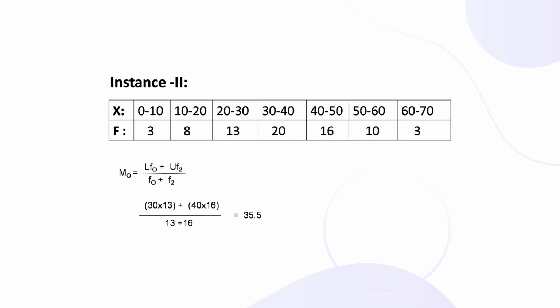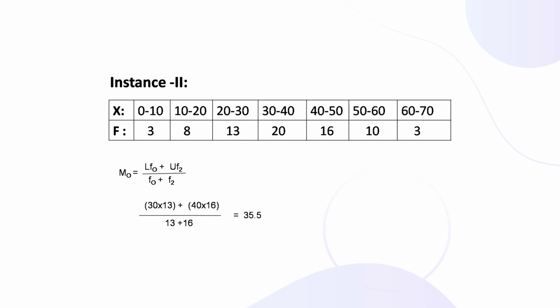And you go to the final data set in this session. This is the second instance. If you see, there is a slight difference, but it is smooth. Under this also you can go to another formula, that is mode is equal to L F0 plus U F2 divided by F0 plus F2, without using the grouping table and analysis table. Here the highest frequency is 20. The highest frequency class is 30 to 40. 30 is the lower limit, 40 is the upper limit. L is the lower limit.